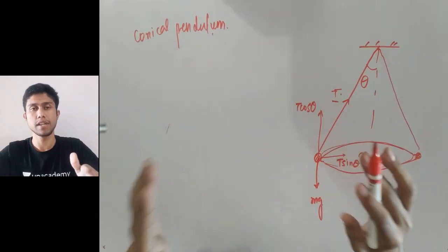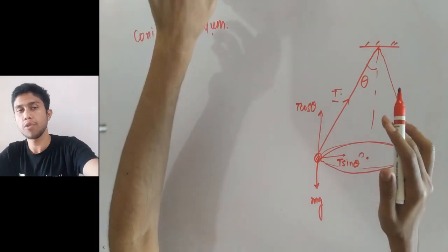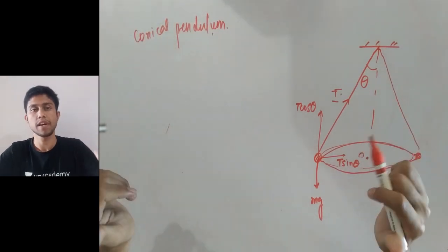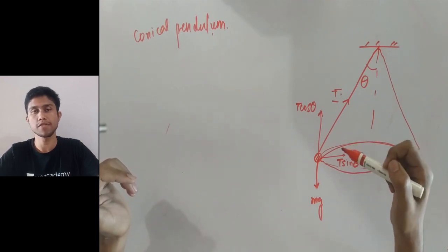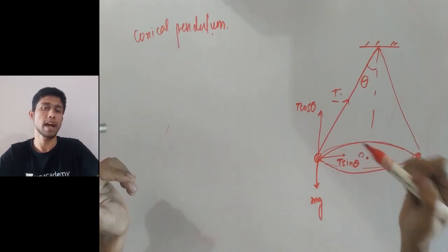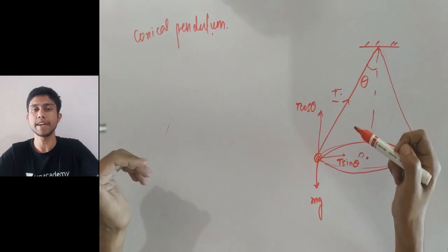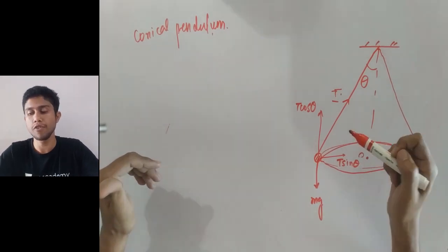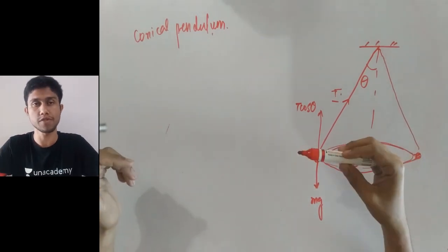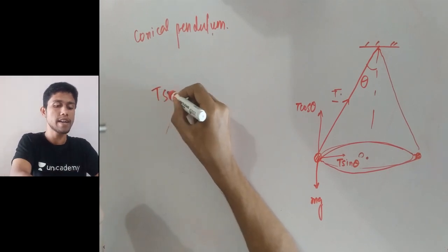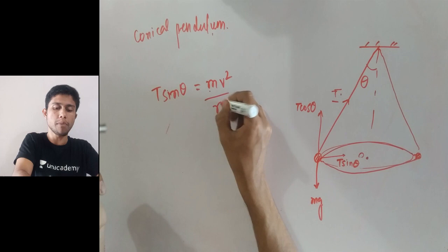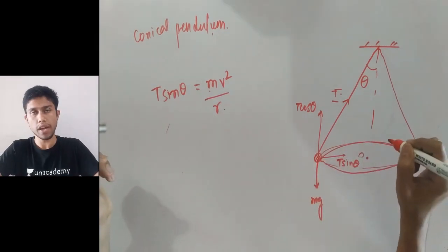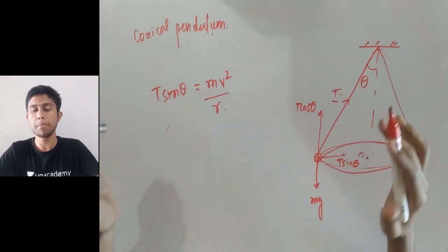In this condition, tell me which is the force which is providing the centripetal force. In this case, the centripetal force is provided by a special force which is tension and its component T sine theta. So T sine theta is the force which is providing the centripetal force. So I can write T sine theta is equal to mv square upon r.